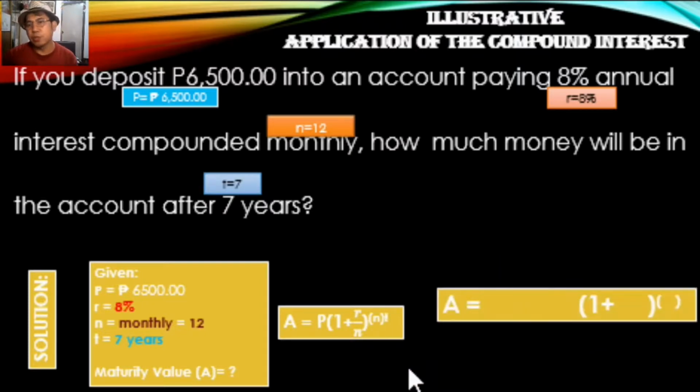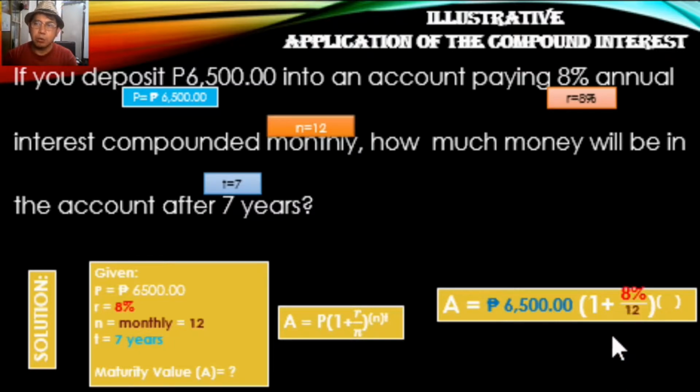After that, again plug in your given into the working equation. So what is our principal? Our principal is 6,500 pesos. And what is the annual rate? The annual rate is 8%.